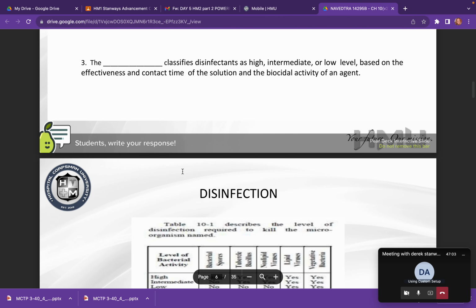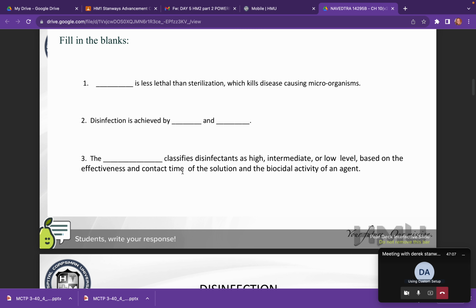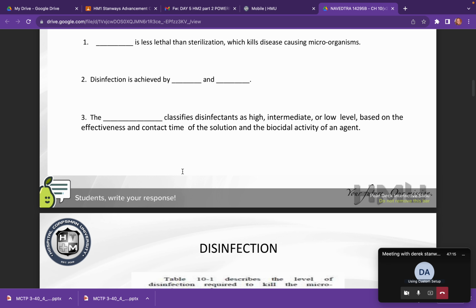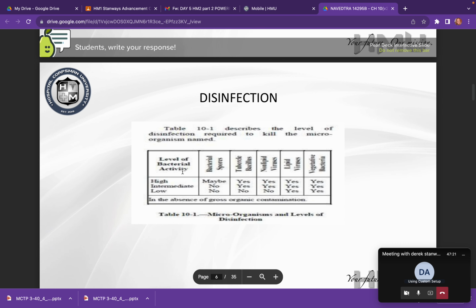So blank is a less lethal sterilization, which kills disease causing microorganisms. Perfect. Disinfection is achieved by, perfect, and the blank classifies disinfectants. EPA, beautiful. This is just a little cross chart to tell you, based on the level of disinfection, what it kills.